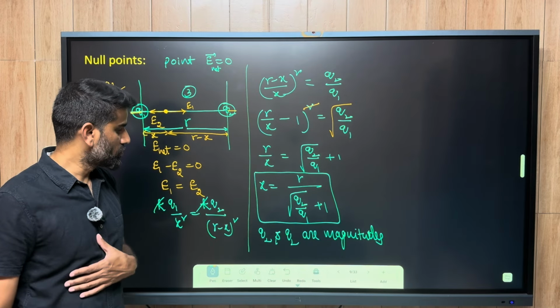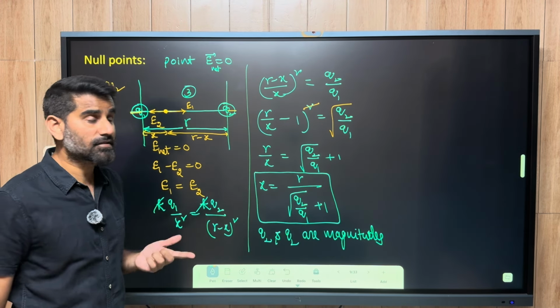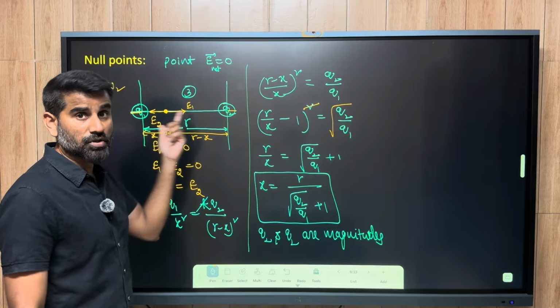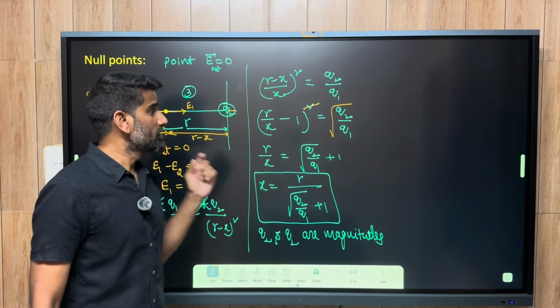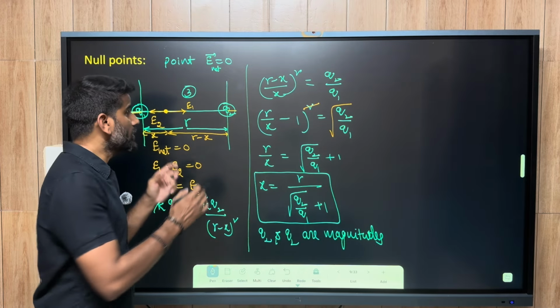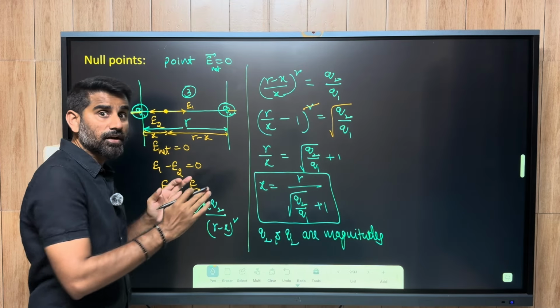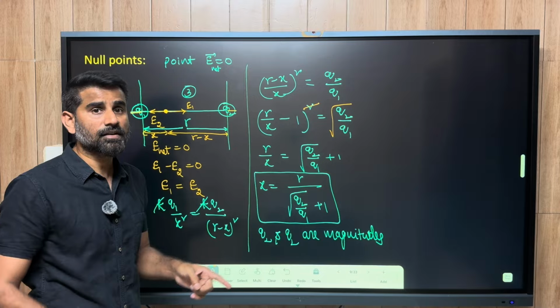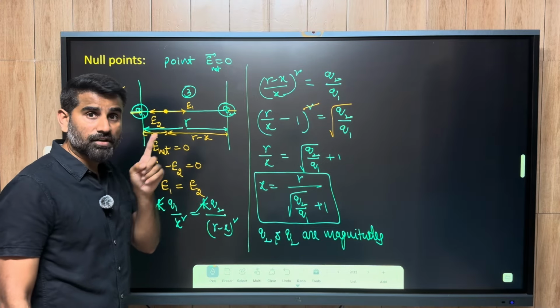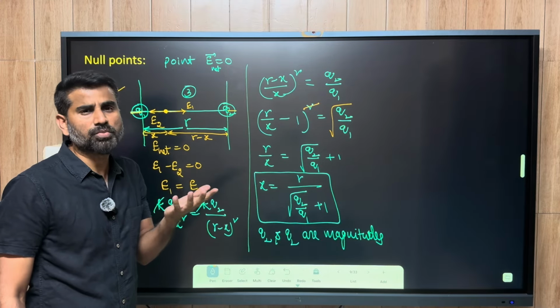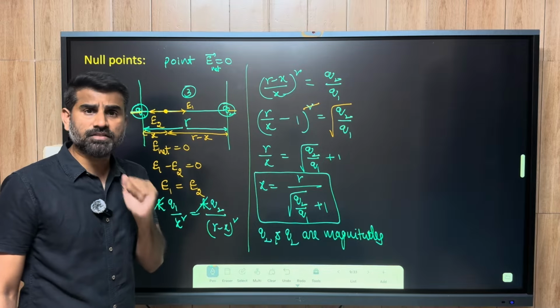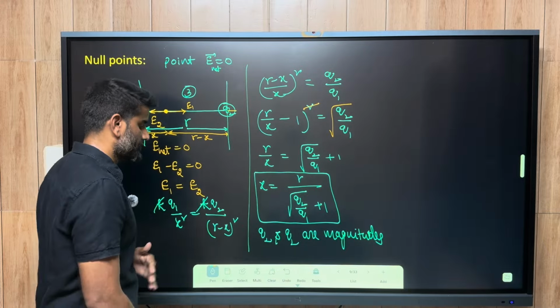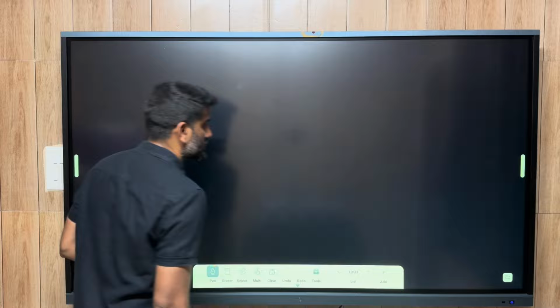Now let's move on to the next example. In the next example, we are going to consider one charge as positive, the other charge as negative. In such a case, you won't get the null point in between the two charges, rather you will get the null point beyond the two charges, but the condition is, again, that the null point is to be considered near the smaller charge, right? Let's move on to the next example.